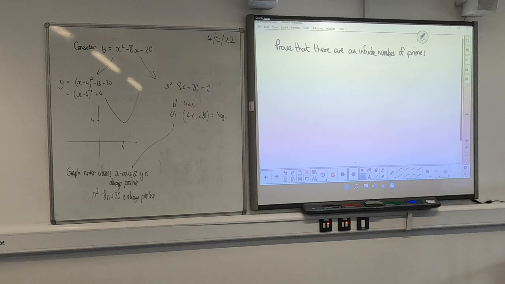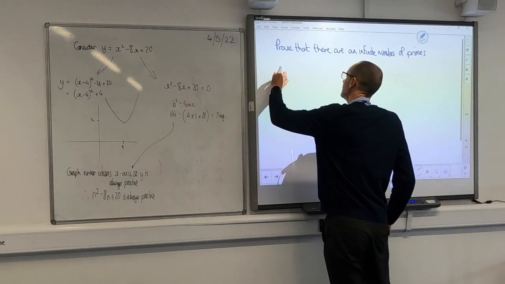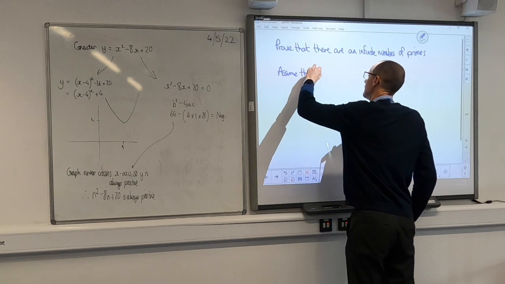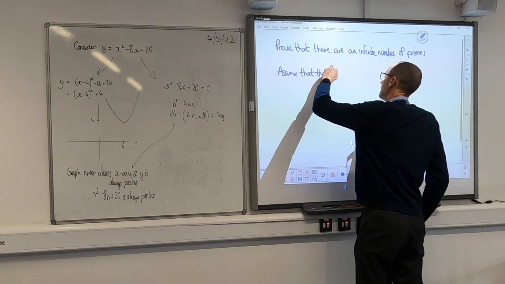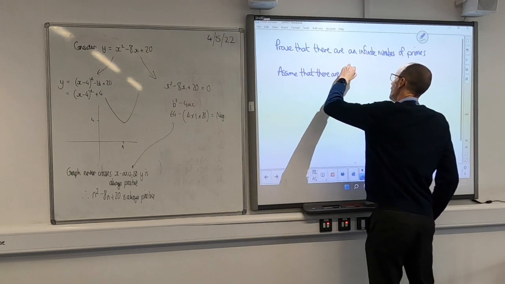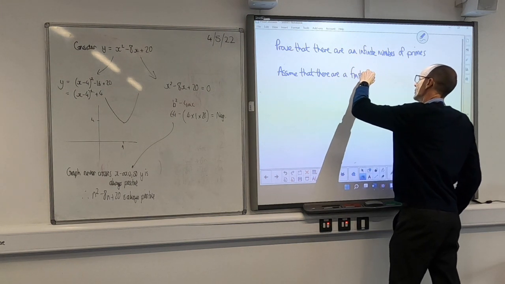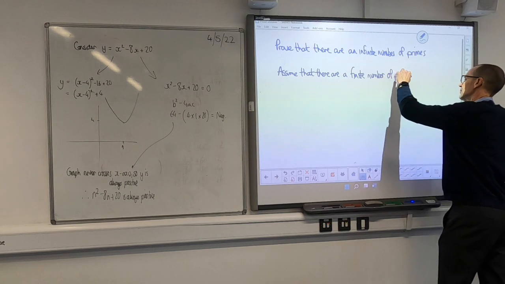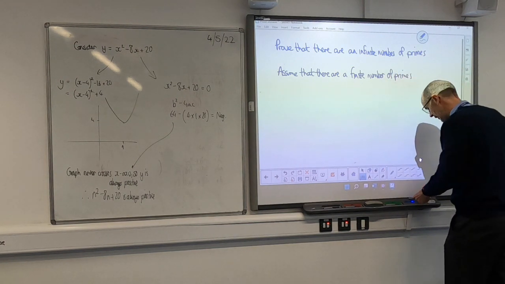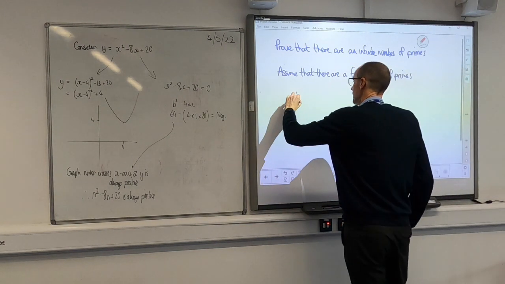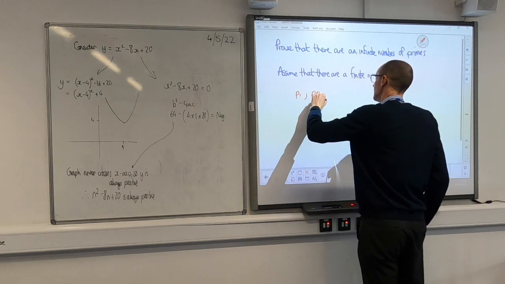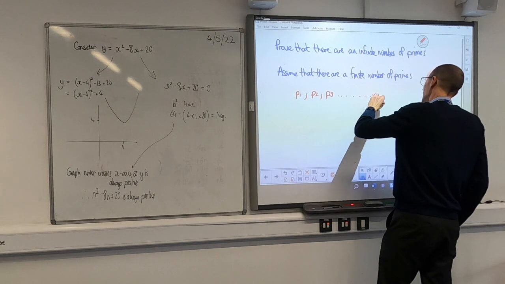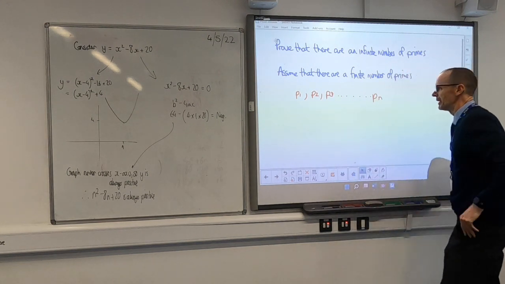So what we do with proof by contradiction is we assume that there are a finite number of primes. We assume the opposite. So let's give them a name. Let's call them P1, P2, P3, up to Pn.